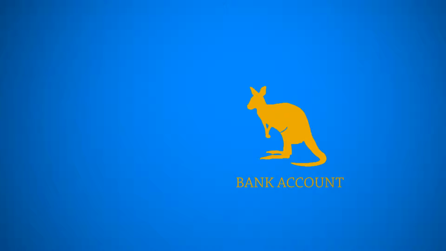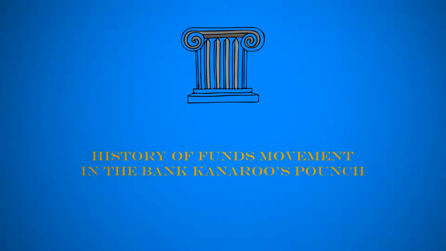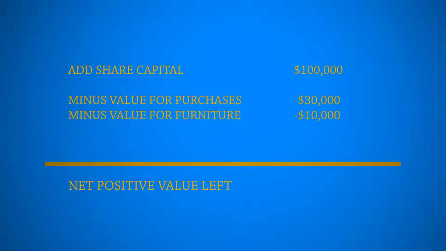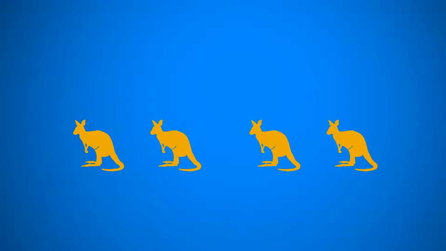Now when we take a peek into the pouch of the bank kangaroo, we will see that only $60,000 is left. History of funds movement in the bank kangaroo's pouch. Add share capital, $100,000. Minus value for purchases, minus $30,000. Minus value for furniture, minus $10,000. Net positive value left, $60,000. Now, we have four kangaroos in our kangaroo enclosure.